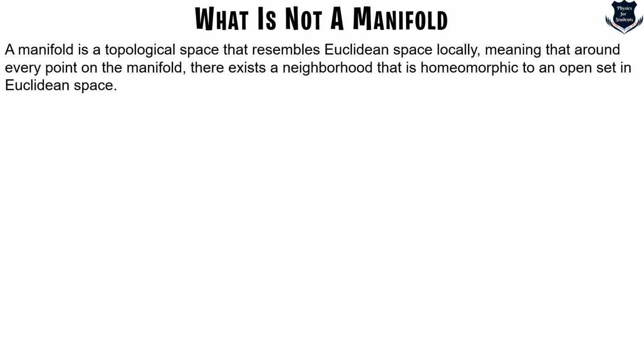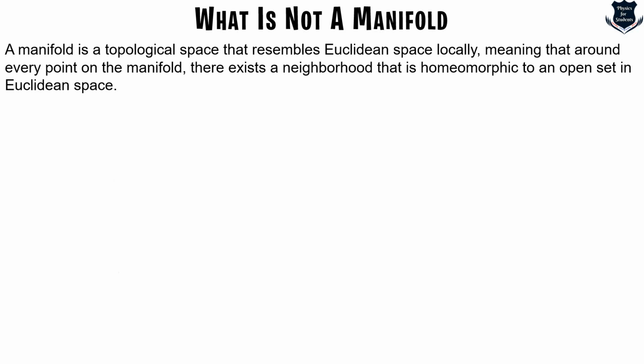I have again given a technical definition of a manifold that resembles Euclidean space, meaning that for every point in the manifold there exists a neighborhood which is homeomorphic to an open set. If you don't understand homeomorphic and open set, I have already made a video in differential geometry called general relativity and differential geometry, where I have clearly explained what a neighborhood is and what homeomorphic means. My request is to go to the playlist and watch it.